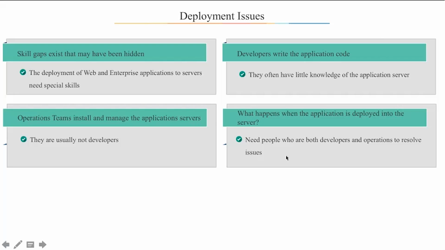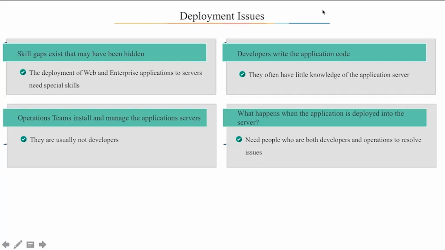Additionally, the developers that write the application code or the software code often have little knowledge of the actual server itself, and that is a very true statement. While I may be a good coder, that doesn't necessarily give me instant understanding of all the different nuances of operating an application server, right? Of upgrading it. All this has to be handled by DevOps. Operations teams install and manage the application server, right? And those people are usually not the developers, right? These are some of the deployment issues that we run into.